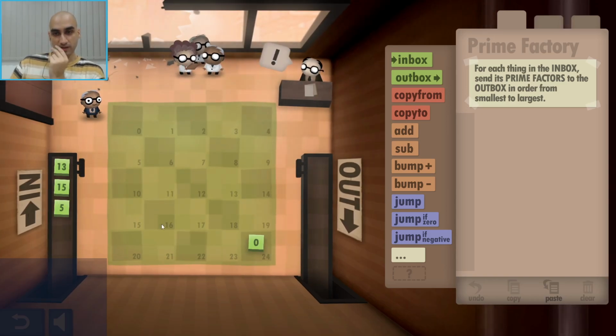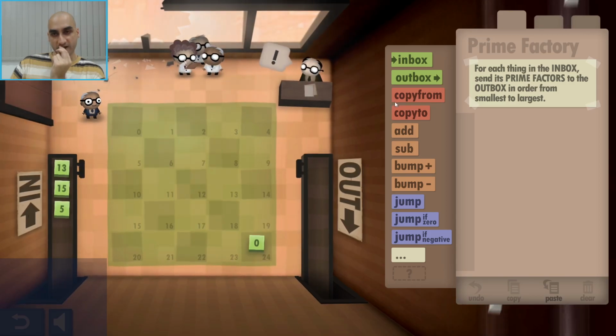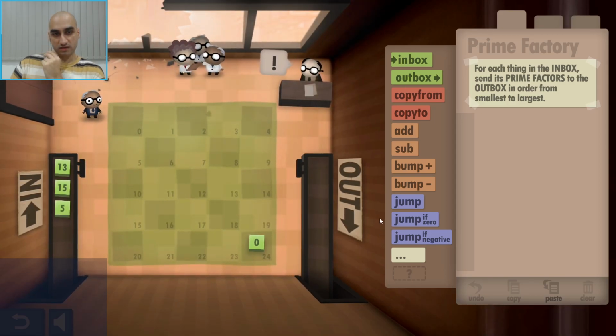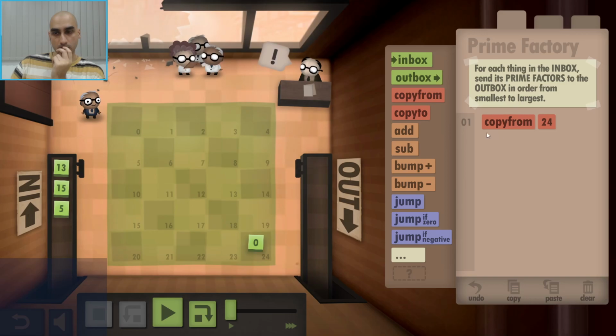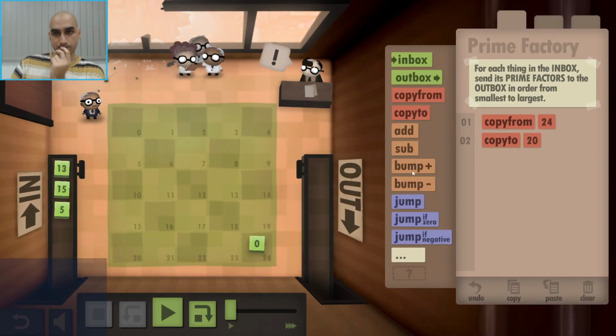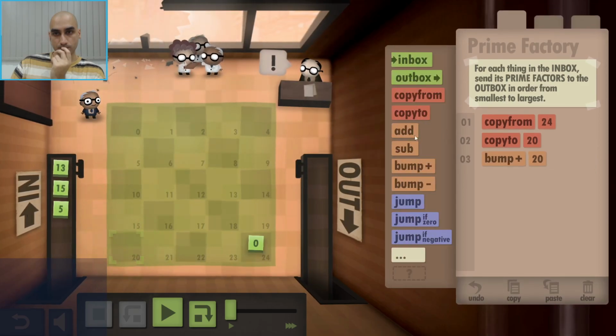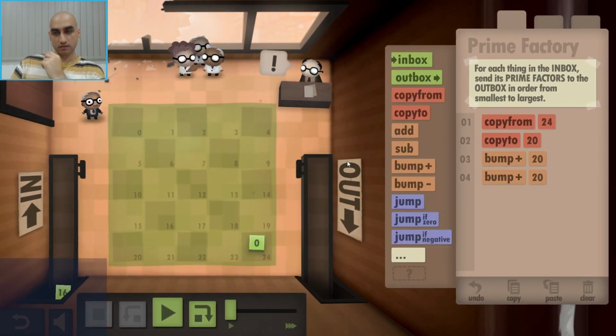How do we do that with drag and drops? Okay, so we would need to start from 2. Let's make a 2 then. Let's test our code. Yeah, we got a 2. Okay. Now what?